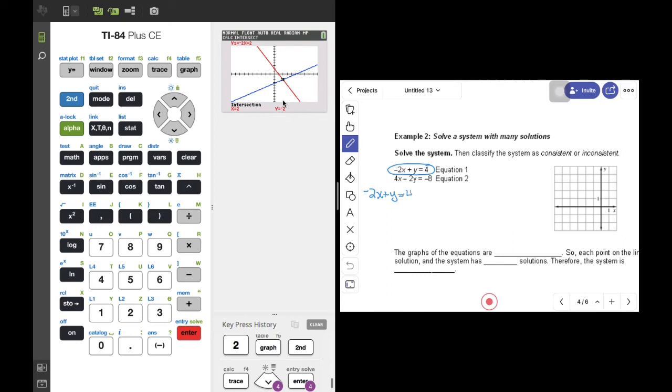I see that the y value is super easy to isolate. So I'm actually just going to add 2x to both sides and graph the line y equals 2x plus 4. So 1, 2, 3, 4. Slope is 2. And there's that line there.